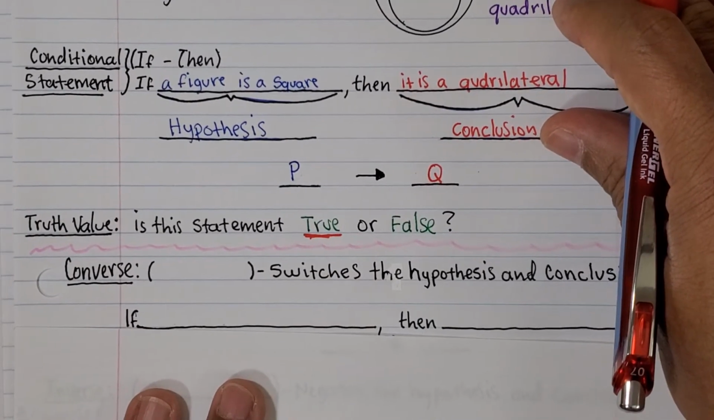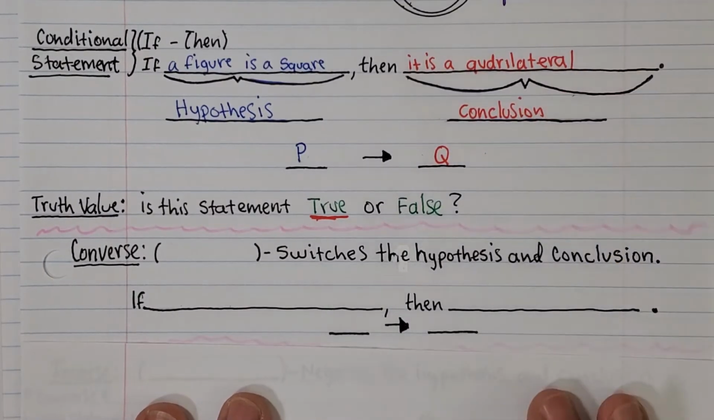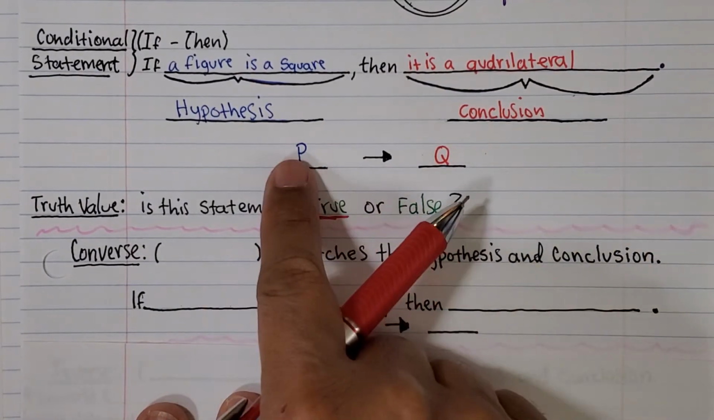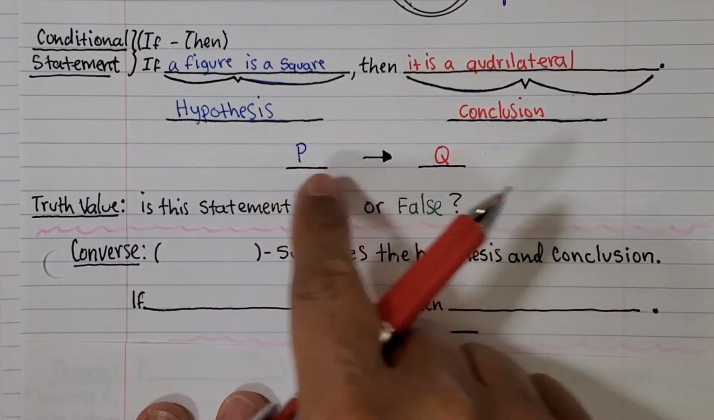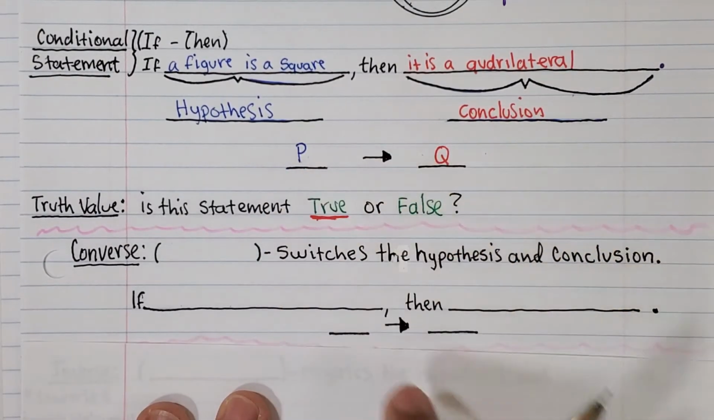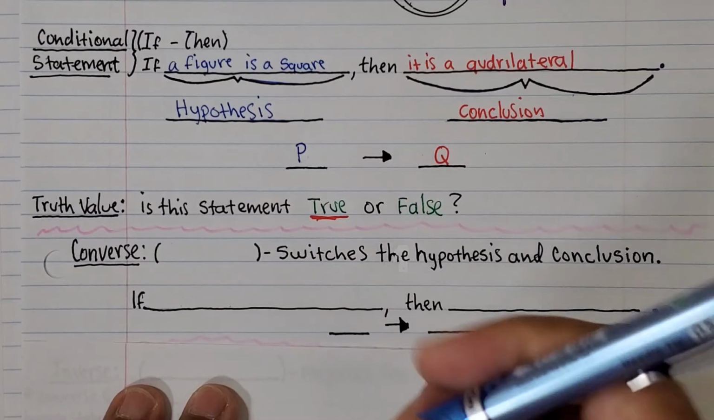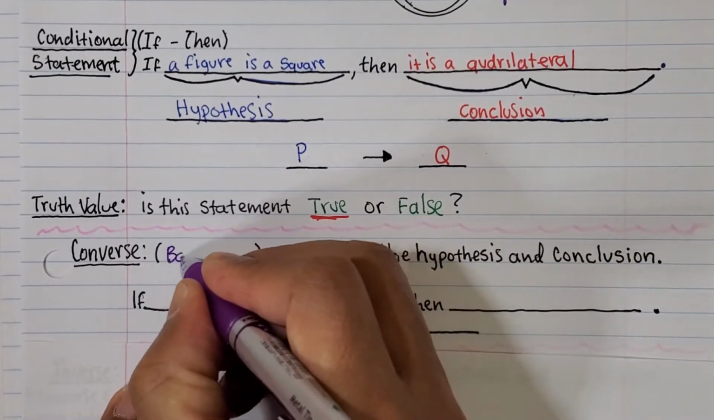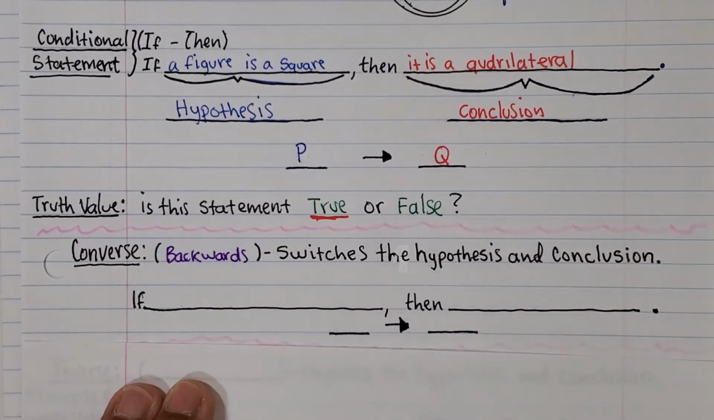So let's go on to the next term. The next term is called the converse. The converse is going to switch the hypothesis and the conclusion. So keep in mind, P implies Q. We are going to switch. Q implies P, so this will be Q and this will be P. That means the hypothesis is going to take the place of the conclusion and the conclusion the place of the hypothesis. So I'm going to just add here that the converse is just backwards. Switch the hypothesis and conclusion.